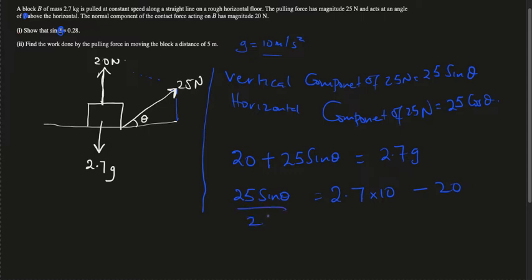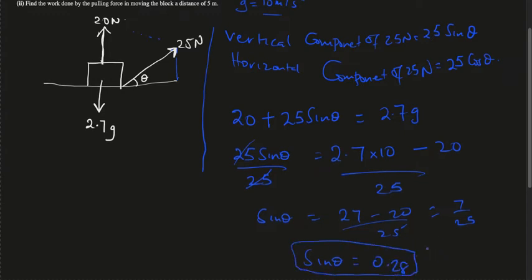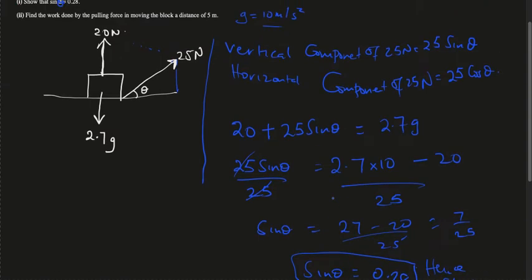Dividing by 25, sine theta will be 27 minus 20 over 25, which gives us 7 divided by 25, and checking on a calculator, 7 by 25 gives us exactly what they told us to prove. So this here is the answer to part one. Hence shown. I hope part one was okay and you understood it very well.